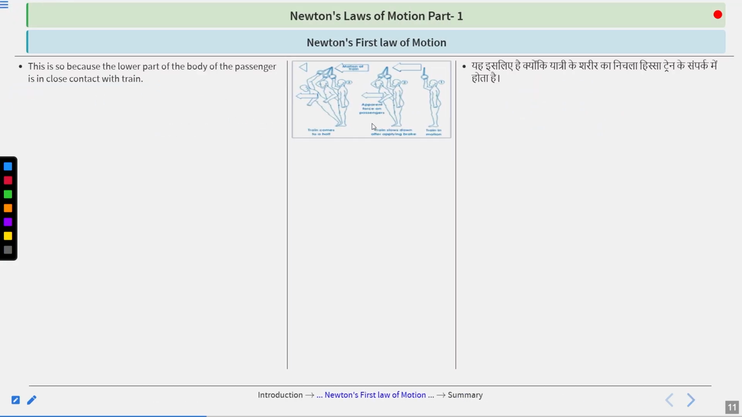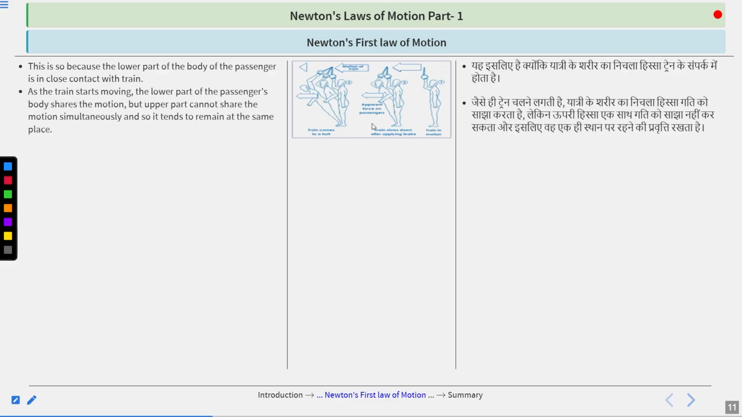This is so because the lower part of the passenger's body is in close contact with the train. As the train starts moving, the lower part of the passenger's body shares the motion with the train. But the upper part, which is not in close contact with the train, cannot share the motion simultaneously. So it tends to remain at the same place. That's why you lean backward.